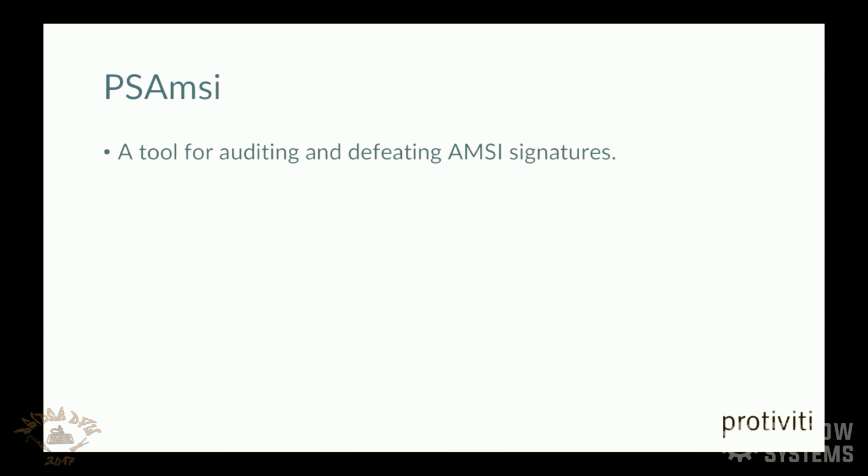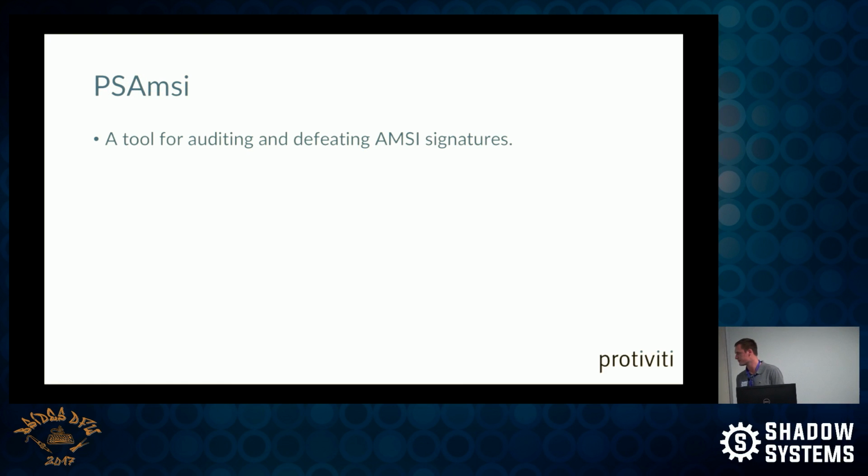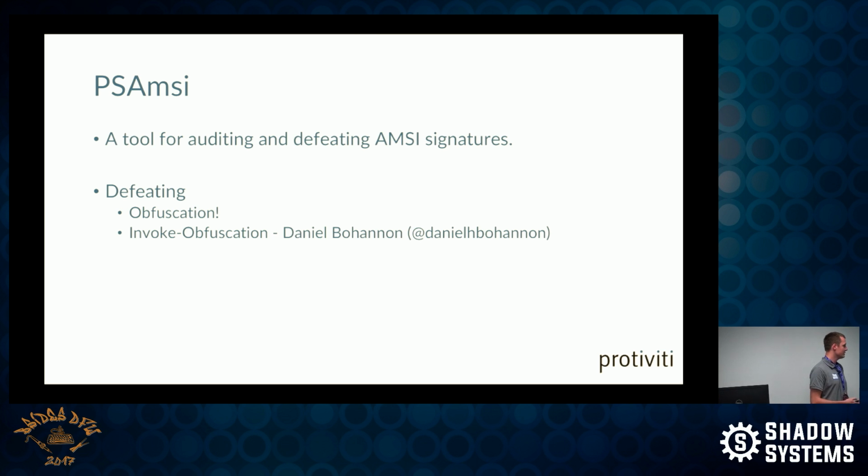We've talked about auditing signatures and finding signatures. Let's talk about how we defeat those signatures. The way we're going to defeat signatures within PSAmsi is using obfuscation. About a year ago, Daniel Bohannon released a tool called Invoke-Obfuscation, which is basically a PowerShell obfuscator. And I help him maintain Invoke-Obfuscation now, which basically means that he wrote the entire thing and then I committed 2 lines of code and now I'm a contributor, so that's fun.